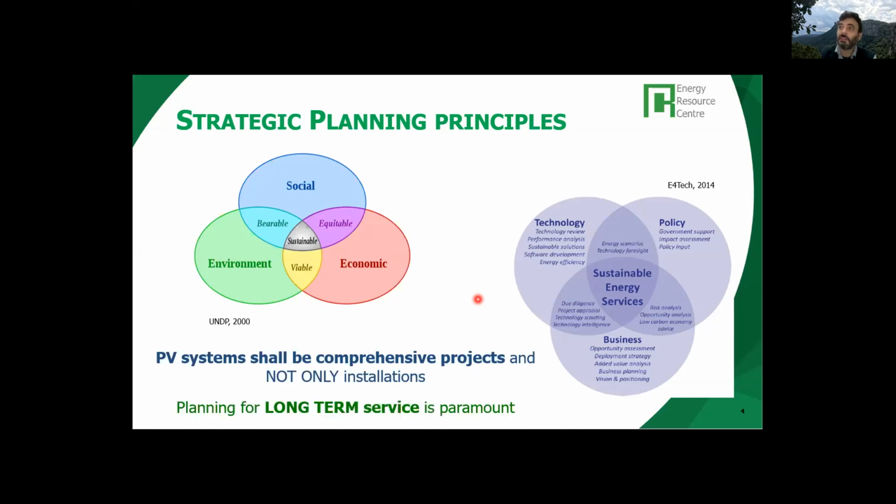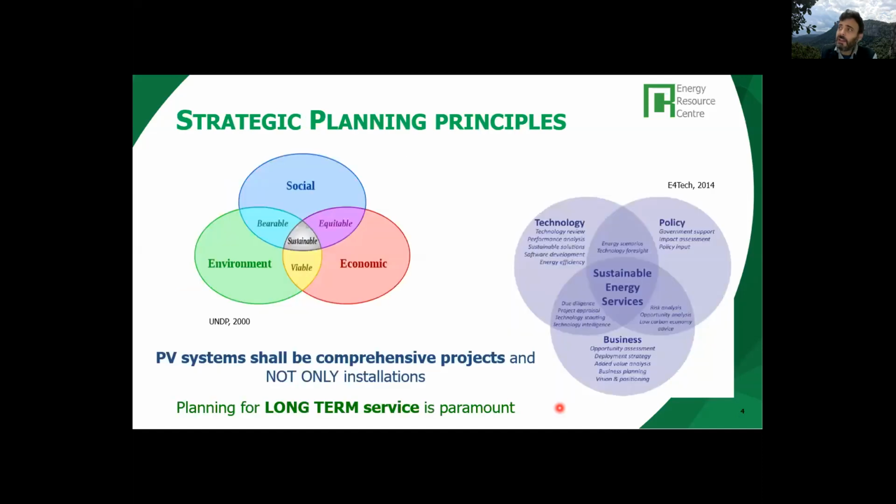And another one is the long-term vision. Planning for a long-term service is paramount, of the utmost importance, meaning that issues like the management, the operation, the maintenance of our systems need to be carefully planned for. And if that is not going to be possible, or is not going to be well deployed, that could be a reason enough to stop a project, or to decline the feasibility of a project.